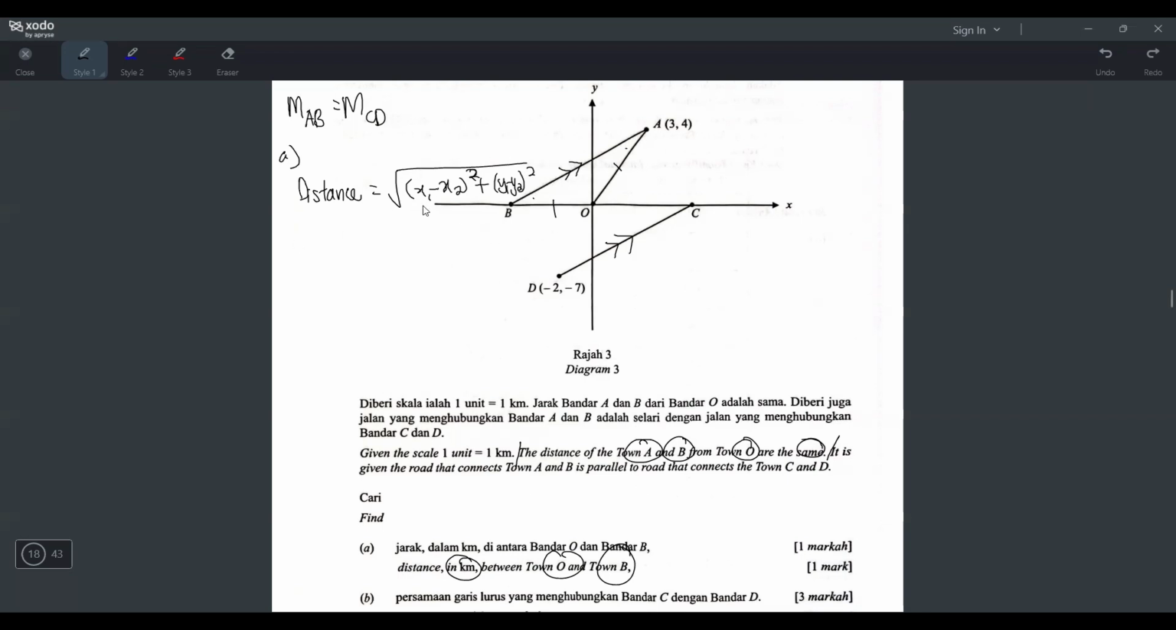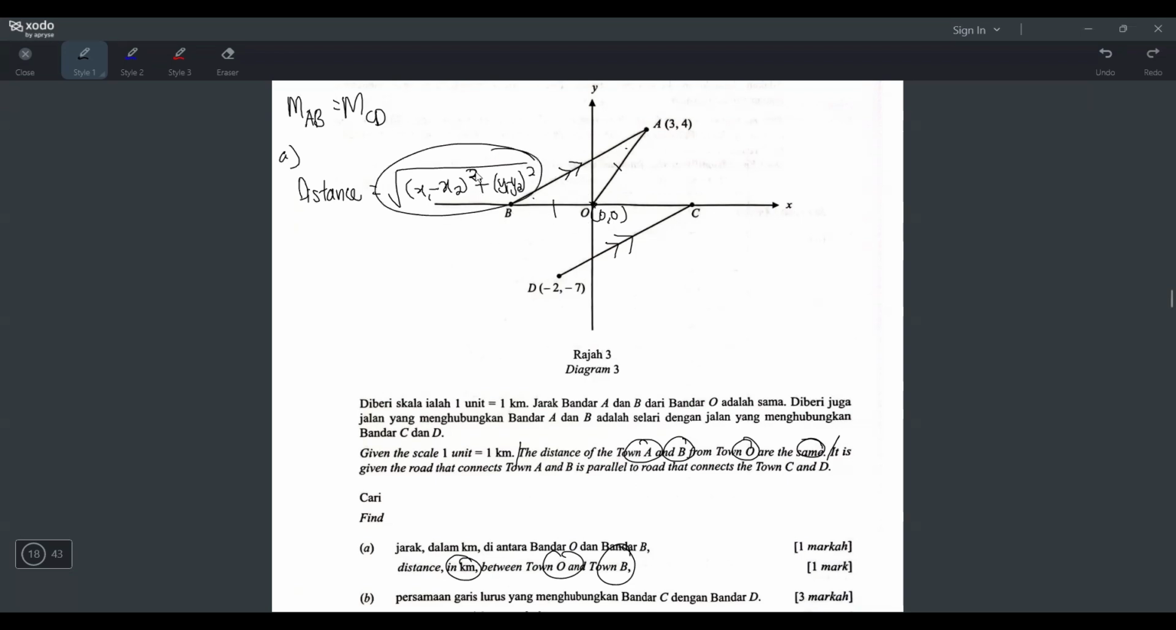But if you want to use this formula, you need to have the two coordinates. For example, if you want to find the distance from O to B, then you need the coordinates of O and the full coordinates of B. Then you can put them into the formula: take x coordinate minus x coordinate, y minus y, then square, add, and square root, right? You need the coordinates of O and B. But if you look at the diagram, it doesn't give the coordinates of B. The coordinate of O you know is 0, 0, because O is the titik asalan. Titik asalan means zero zero. But point B I don't know, so I cannot find the distance using this formula.